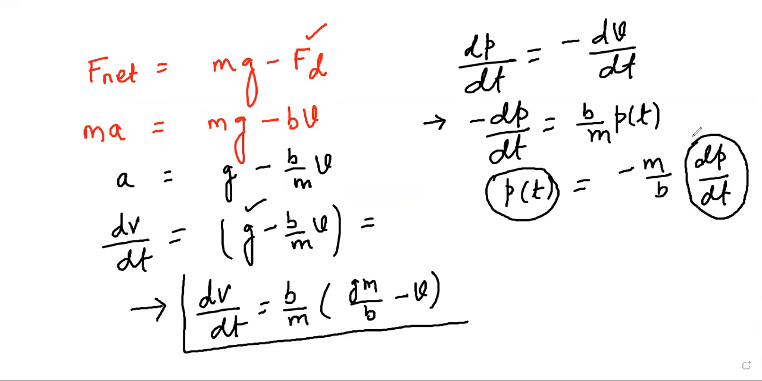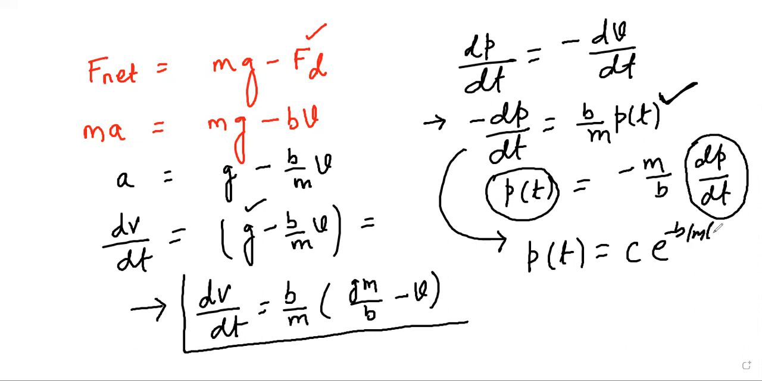When this is the case, we can solve this equation as p(t) is equal to c e to the power minus b by m t, since dp by dt is minus b by m times p. When a function is proportional to its derivative, you can write it this way. C here is just an arbitrary constant I have taken, and we need to calculate c later using the correct or desired boundary condition.